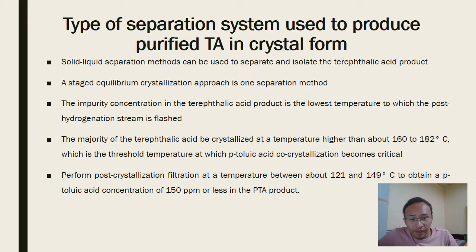The majority of terephthalic acid can be crystallized at a temperature higher than about 160 to 182 degrees Celsius, which is the threshold temperature at which p-toluic acid co-crystallization becomes critical. By performing post-crystallization filtration at a temperature between about 121 and 149 degrees Celsius, we obtain a p-toluic acid concentration of 150 ppm or less in the purified TA product.